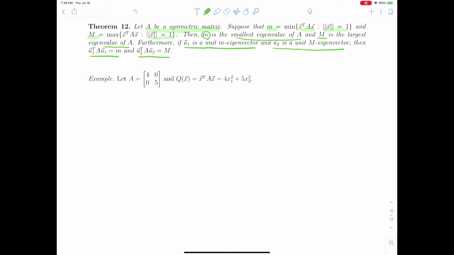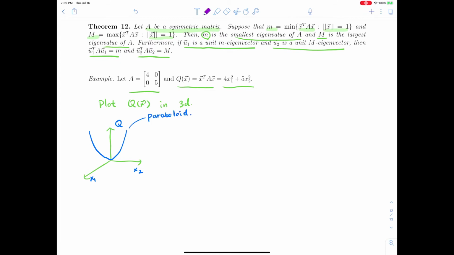Let us see what those max and min values mean in geometry. Let's say A is given by the diagonal matrix with 4 and 5, where Q of x is defined by x transpose A x, and this certainly equals 4x1 squared plus 5x2 squared. If you plot Q of x in 3D, you will get a paraboloid, where the z-axis is Q, and we have x1 and x2 here. If you cut this paraboloid by the unit cylinder, the cylinder of radius 1, you will get a cross-section that looks like this. This purple thing is a curve on Q that is the cross-section of the constraint.